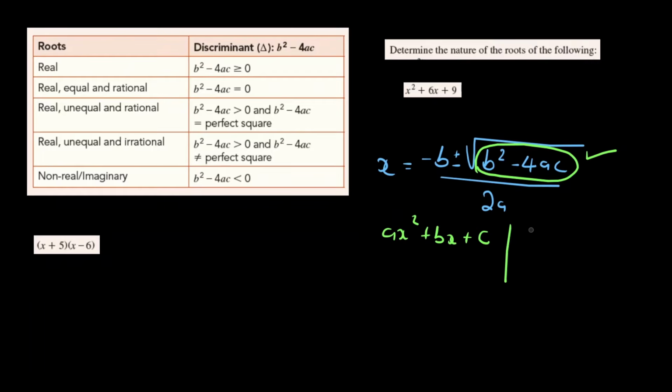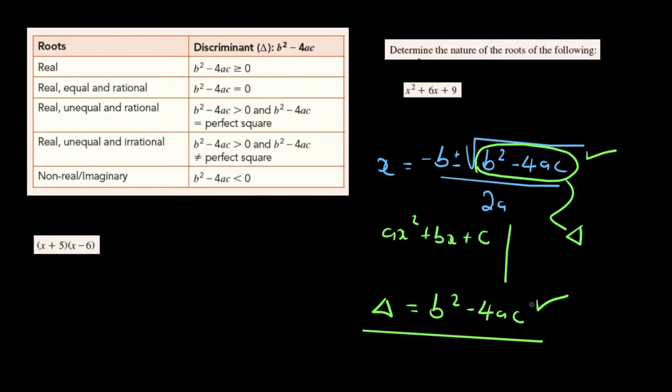So when we're talking about the roots, we're talking about the value that b squared minus 4ac will give us. So when you say nature, we're describing the types of roots. And we use a symbol called the discriminant to describe the roots. So whenever you see a discriminant, the triangle, you should know that we're talking about b squared minus 4ac. So when you say nature, we're trying to describe the characteristic of this discriminant.